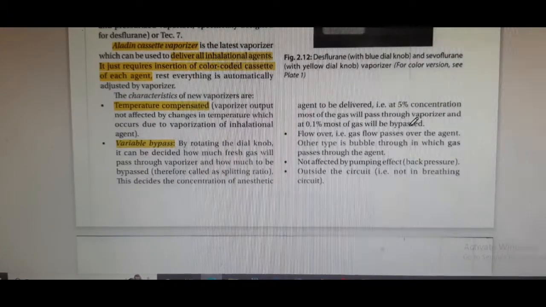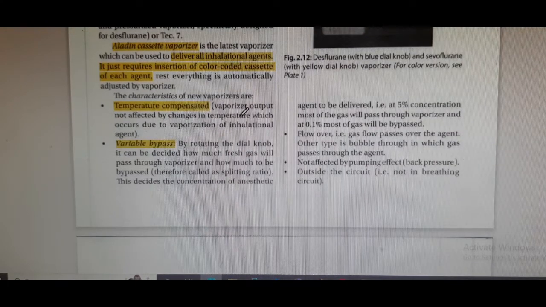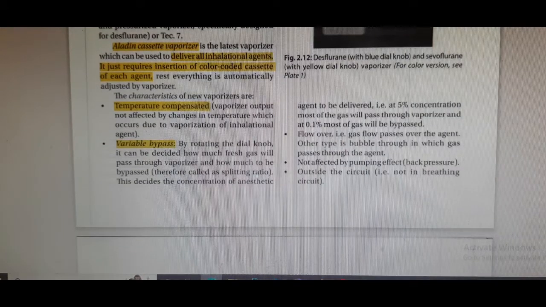So the controlling of this dial knob can determine the flow of the fresh gas that is passing through the vaporizer. That is what is meant by variable bypass.